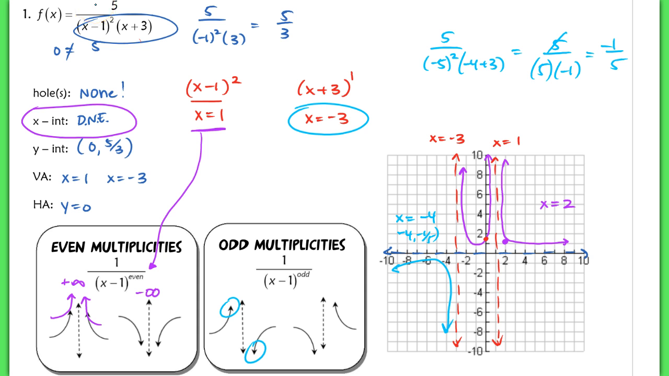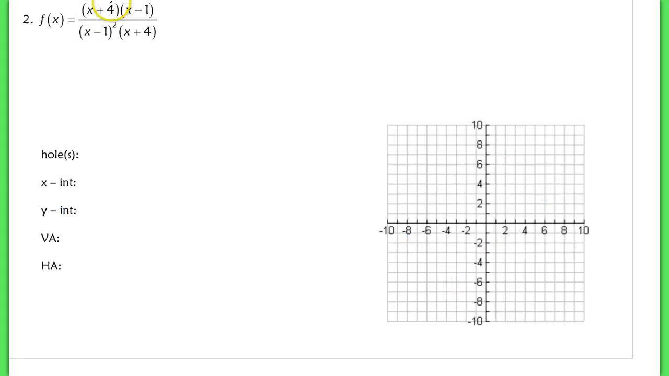So, moral of the story, if you know your even and odd multiplicities and how that affects the behavior of your function at those vertical asymptotes, it's a lot quicker to graph because you don't have to plot so many points. All right, in example 2, it's already been factored for me, so I'm going to cancel out the common factors, x plus 4. Now, I also see that I can cancel out an x minus 1 here, so my function is going to just be 1 over x minus 1.